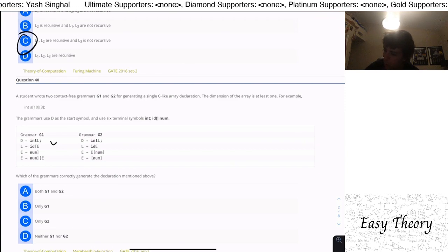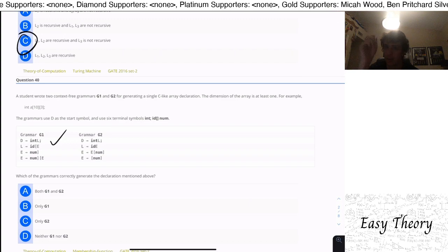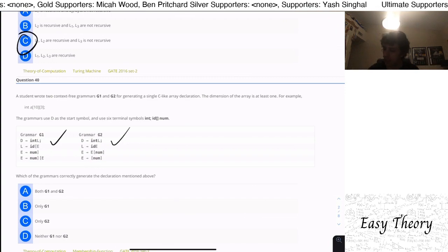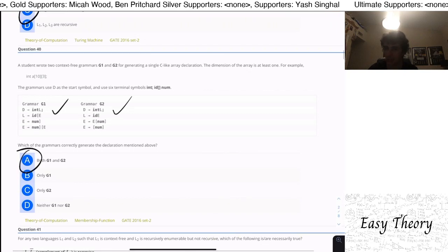So G1 works because int A bracket, then go down to the E part, which can go into num and then close it off, or restart it again. So G1 works. Does G2 work? Yeah, because it's going to be generating the square bracket nums from the right side instead of from the left side. So G2 also works, so A is the right answer there.